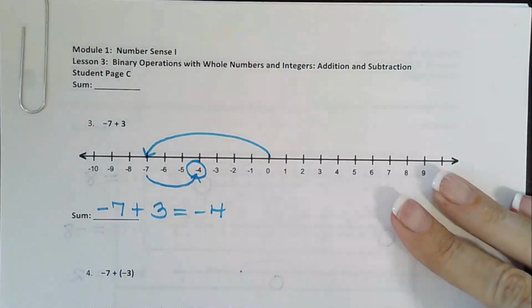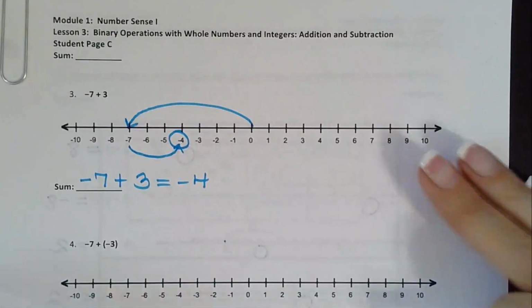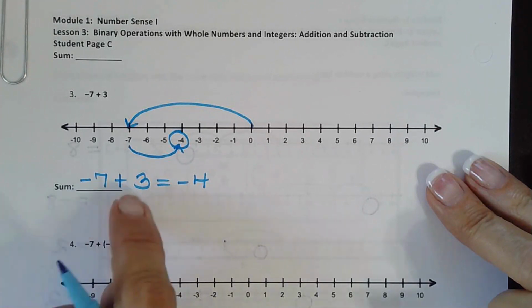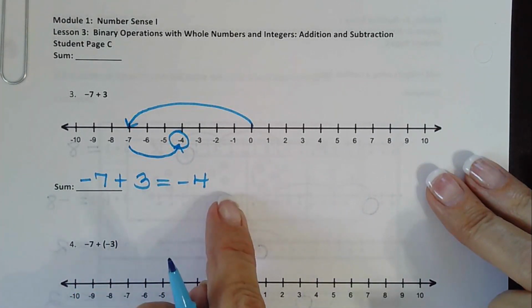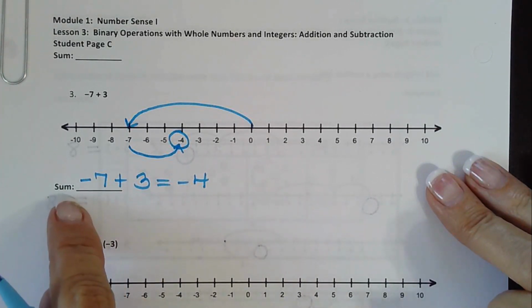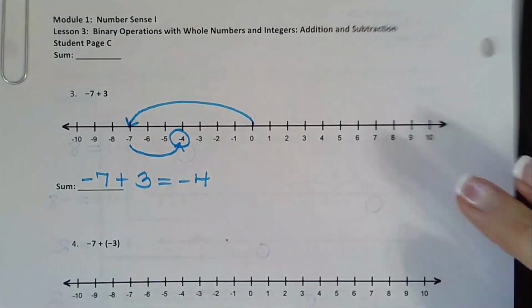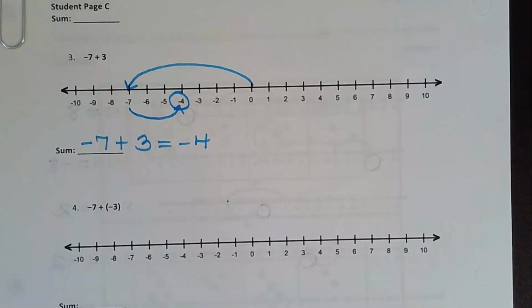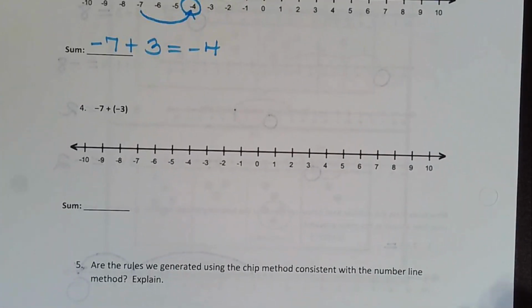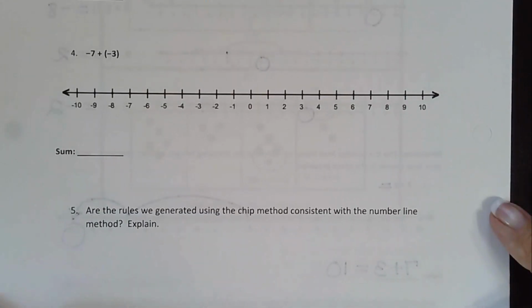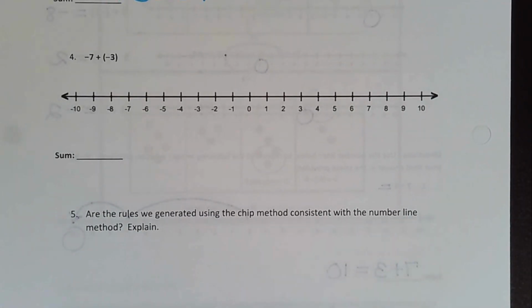So let's see if it fits with our rules from the last video. When the signs are different, subtract. 7 minus 3 is 4. And keep the sign of the larger negative. Yep, makes sense. Okay, so shut off the video and you do the next one on your own. And then turn it back on and we can check them together.